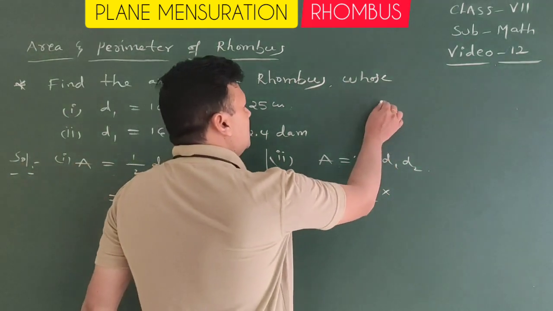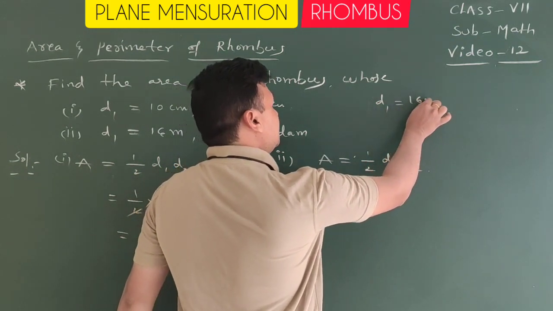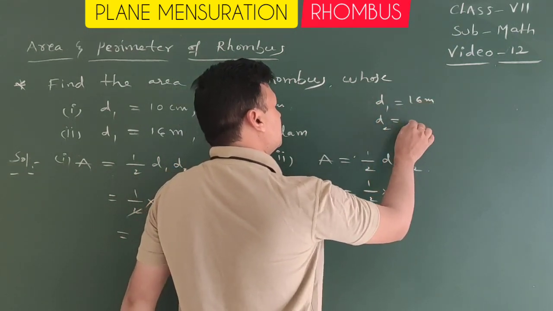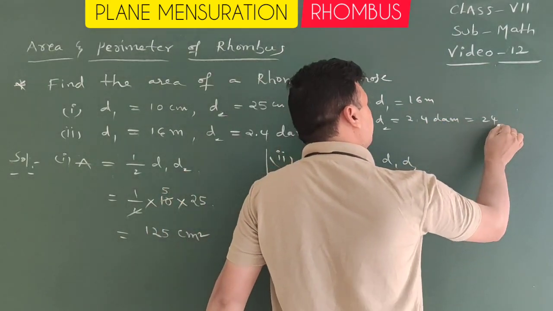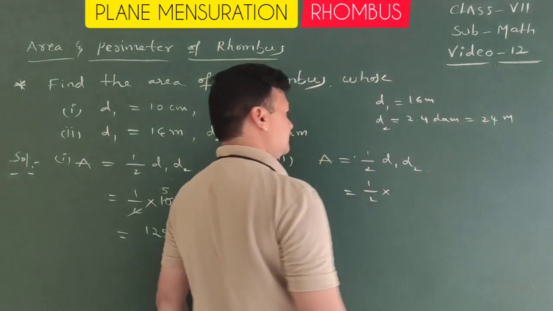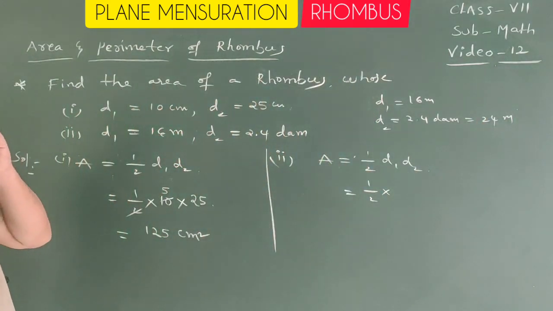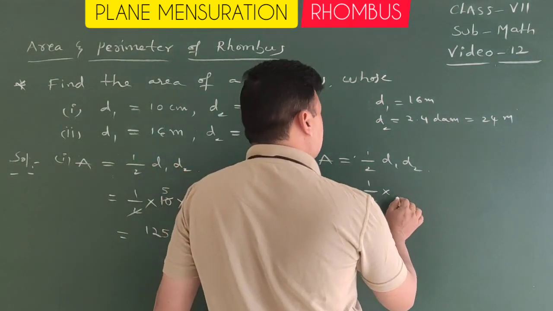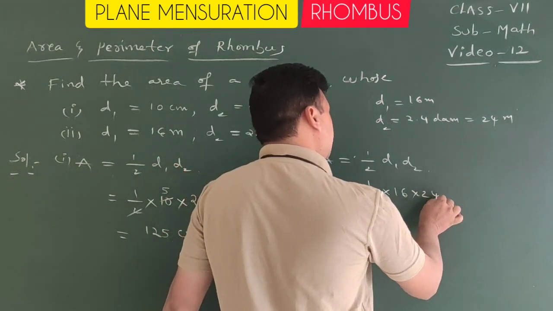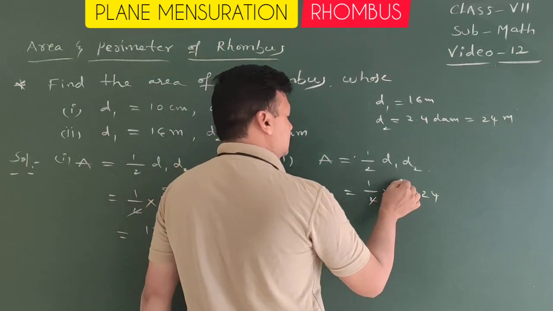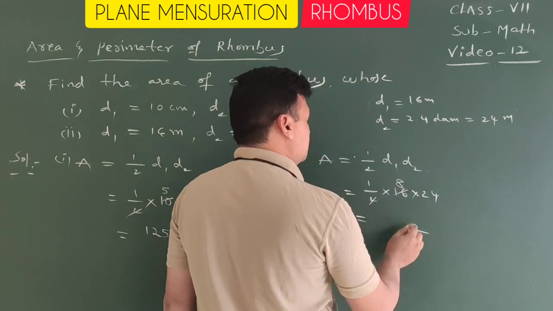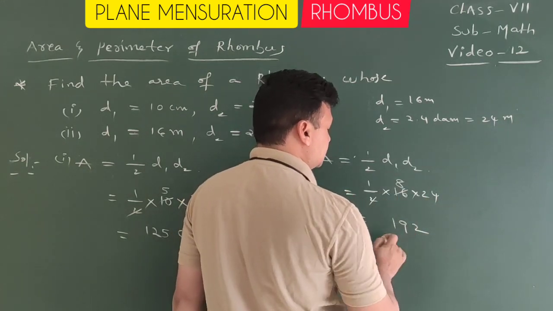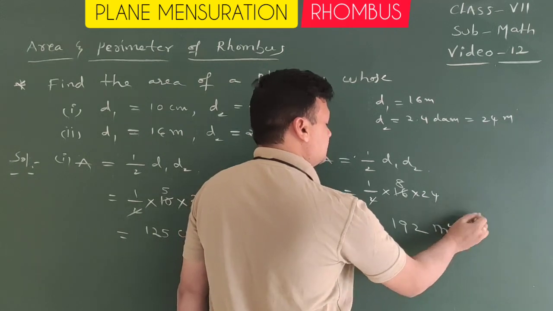Now d1 equal to 16 meters, d2 equal to 2.4 decameter is nothing but 24 meters, because 1 decameter equals 10 meters. So here half into 16 into 24. 8 times 24 is 192 meter square.